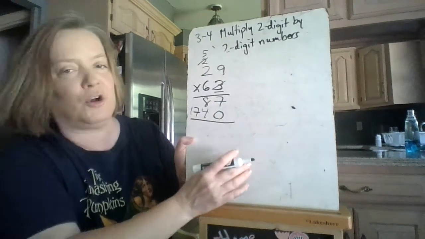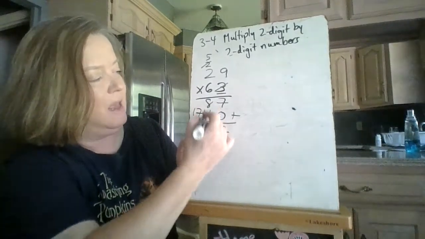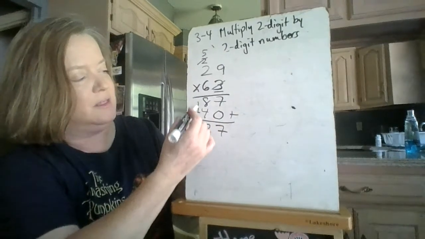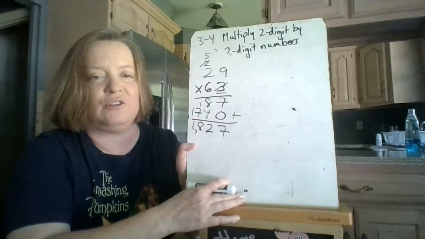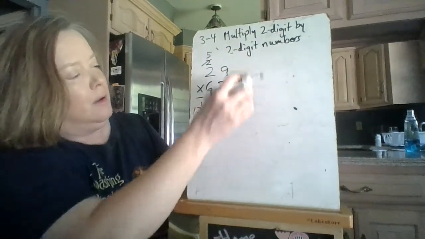So I've got two partial products here. I'm going to add them up. 7 and 0 is 7. 8 and 4 is 12. Put down my 2, carry my 1. 7 and 1 is 8, and the 1 comes down. My answer is 1,827. Let's try another one.